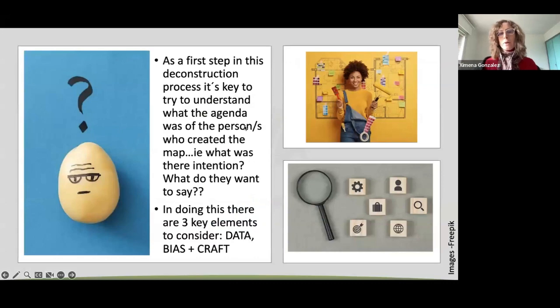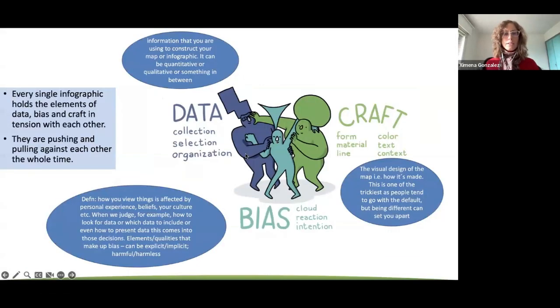Okay. All right. So we spoke about a deconstruction. The deconstruction is looking at maps, infographics, whatever that we find interesting and trying to understand them a little bit better. Like, why were they doing this? The key to the deconstruction, the first step, is understanding what the agenda was of the person who created the map. What was their intention? What were they trying to say to you? In doing this, there are three key elements. We consider data, we consider bias, and we consider craft. I'm going to go into those in a bit more detail.